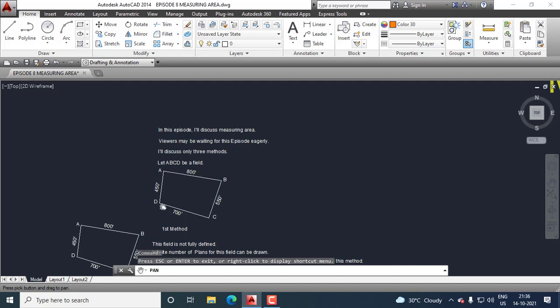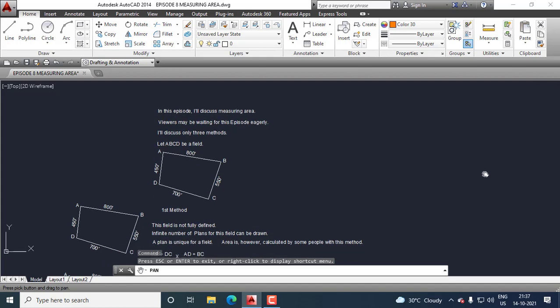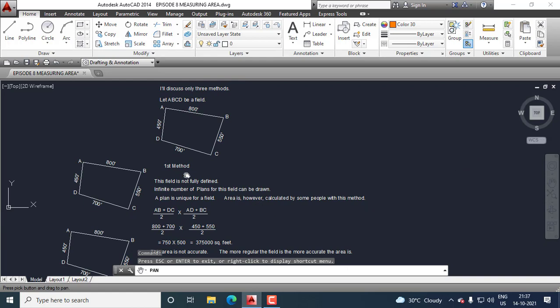Here we measure all the four sides of the field. If we know only four sides of a quadrilateral, the quadrilateral is not fully defined, but the area can be calculated roughly. We can't plot this figure correctly. In the first method, we find the average of these two sides, and the average of these two sides, and we multiply them. That will give the area.